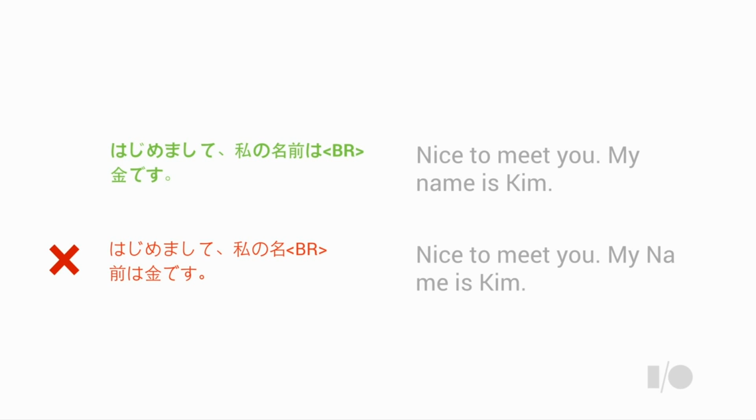The right side is how it looks from the user perspective: nice to meet you, my name is Kim. It's pretty natural on the above side. But the non-localized version is: Hajimemashite, watashi no Line Blake, mae wa Kim desu. This looks like: nice to meet you, my name, Line Blake, Ms. Kim. So from the user perspective, this is unnatural Japanese, or unnatural Asian languages, and the user feels like, okay, this game is not customized for my country, for my language. Then the user can easily leave the game.